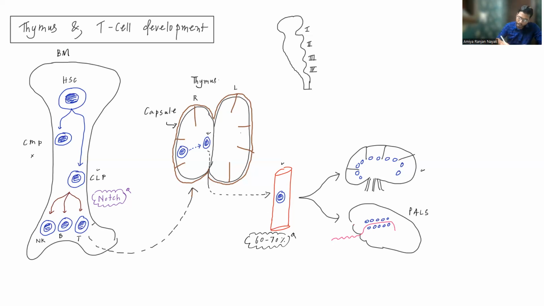Thymus will also have cortex and medulla. So this is the cortex area, and the inner part is the medulla. This is the medullary area.